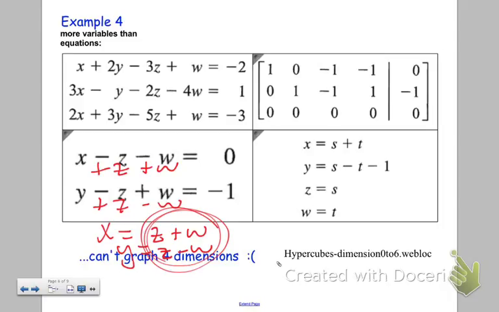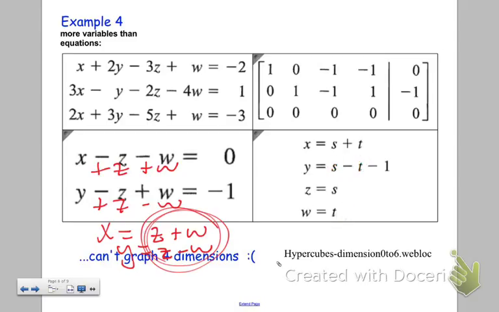So we say w is something, call it t, any variable it could be. And then z is some other number. It doesn't depend on what w is. It can be anything it wants. So we call it s. If w is this thing t and z is this thing s, then y is s minus t minus 1, and so forth.